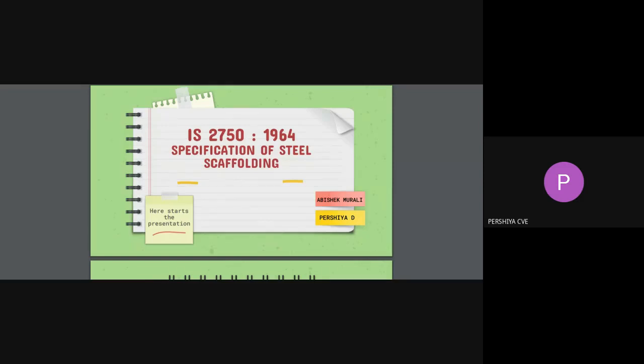Sir and Abishek are going to present on code IS 2750-1964, specification of steel scaffoldings. Here we go.